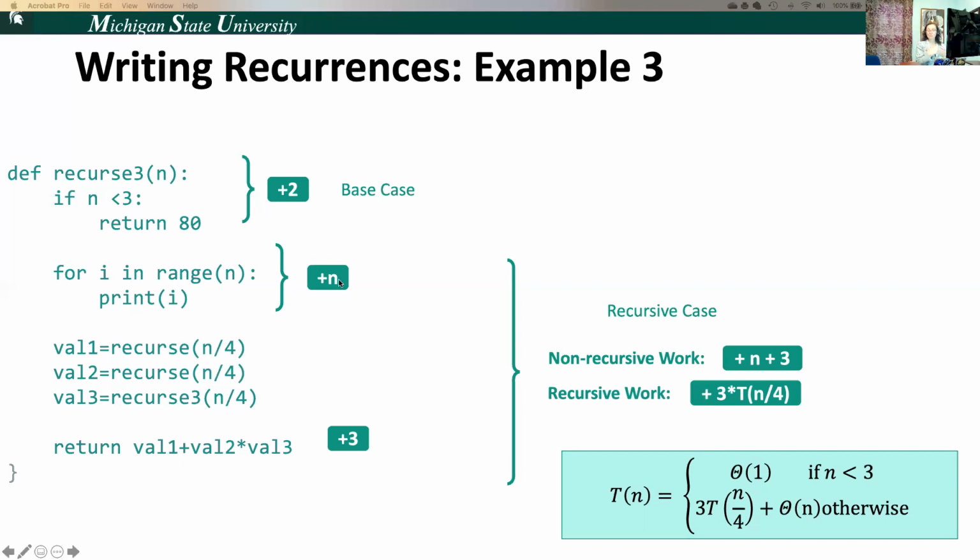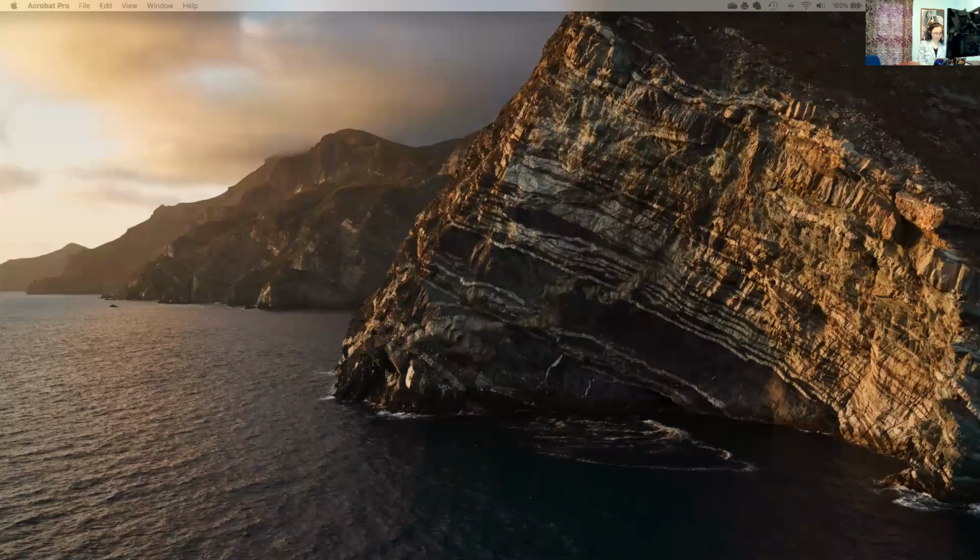That's n plus 3, a polynomial of degree 1. So if n plus 3 is the polynomial, drop the 3, it is theta of n. That's why you see me dropping all those 3's and just representing non-recursive work as theta of n. And then 3 recursive calls with 3 times T of n over 4. Any questions here while I go and fix that? I should make sure that it is recurse 3, so it's making the correct call.